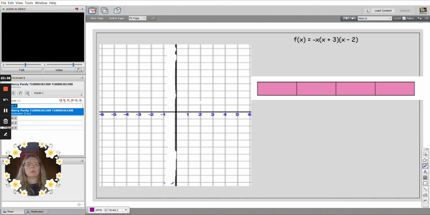All right, we go and we graph them. So how do I set up my little table here? Well, my x-intercepts, let's graph them in red. My x-intercepts are 0, -3, and +2.